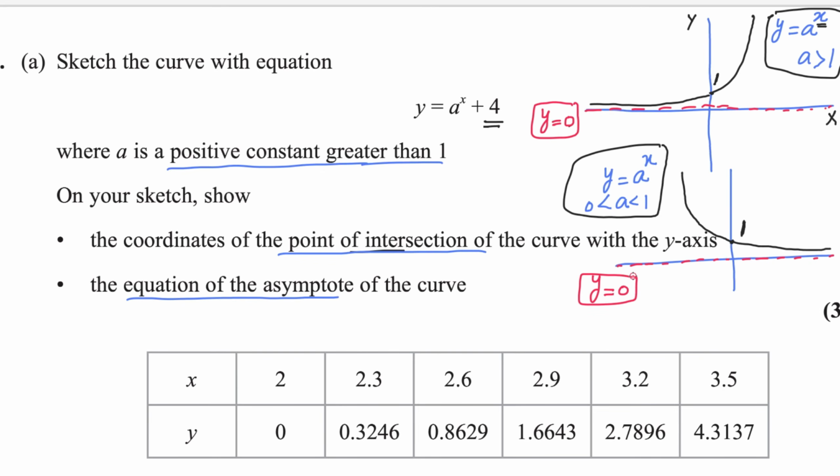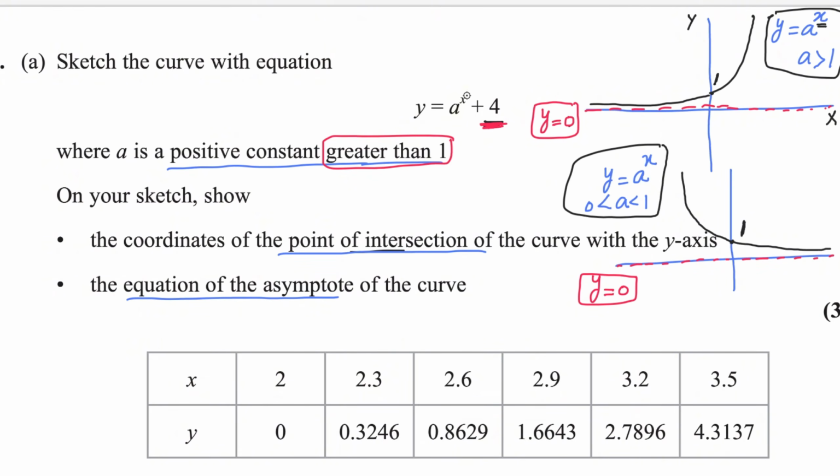Got it? Now if you look at this function, it is similar, but there is a transformation. Something is added to a to the power x, 4, and the value of a is greater than 1, as given here. So the shape of the graph looks like the first one. Therefore we will now sketch the same graph but transformed. It is a vertical transformation. It will move 4 units up.